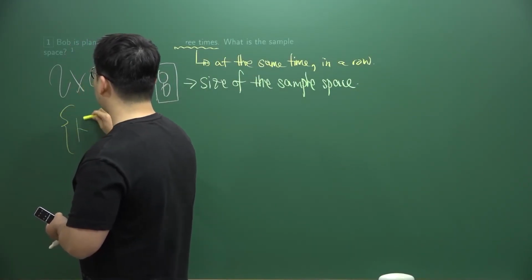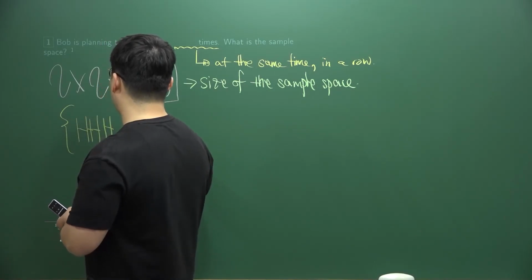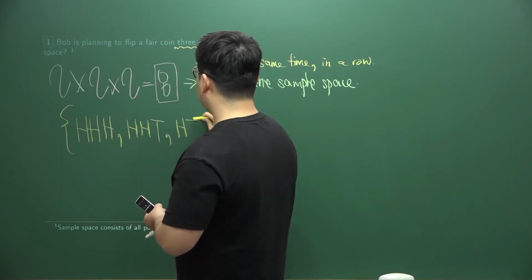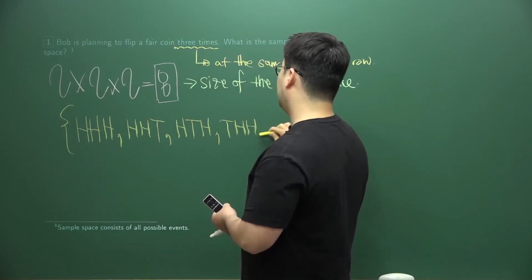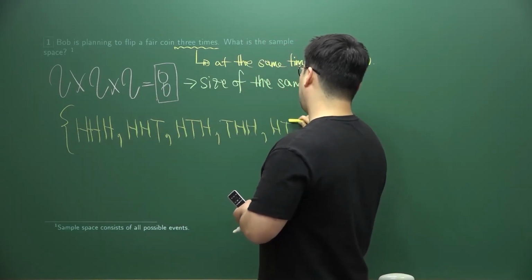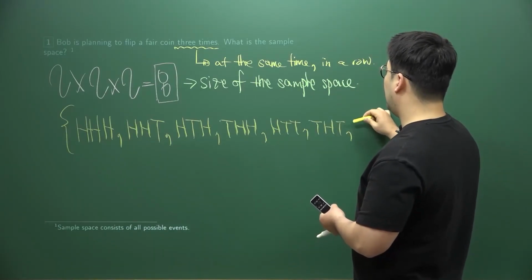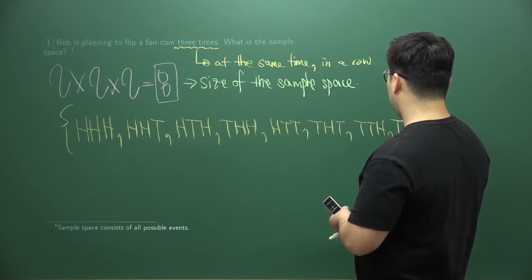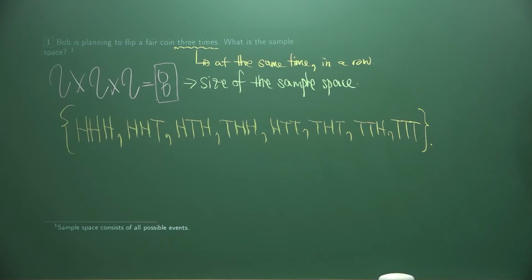There could be head, head, head. There could be head, head, tail. There could be head, tail, head. There could be tail, head, head. There could be head, tail, tail. It could be tail, head, tail. It could be tail, tail, head. Or it could be tail, tail, tail. I wrote down all 8 cases.